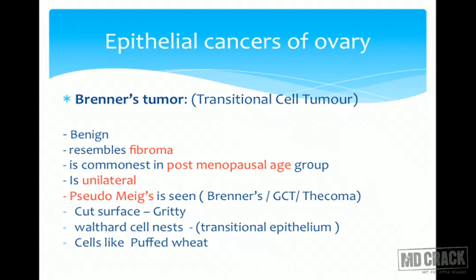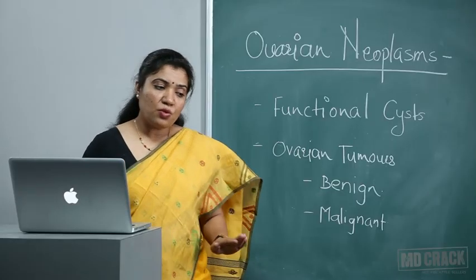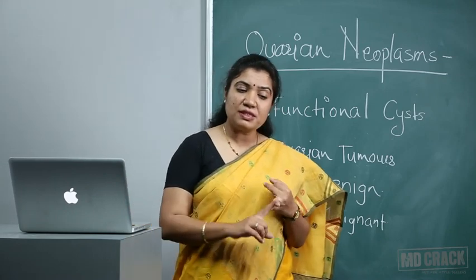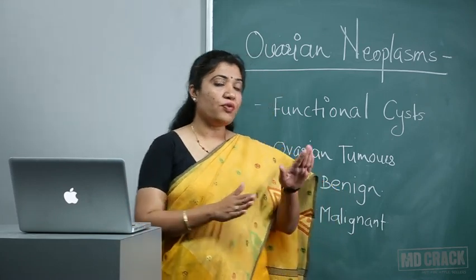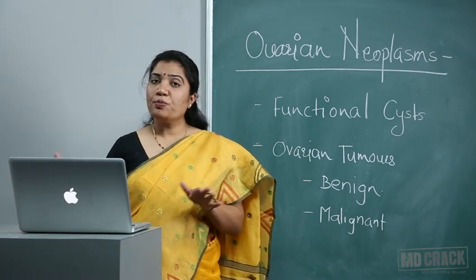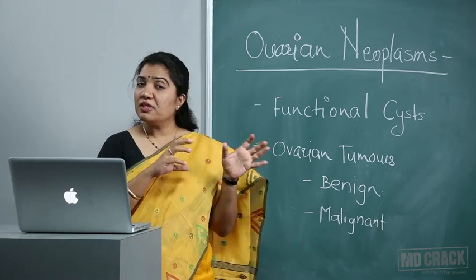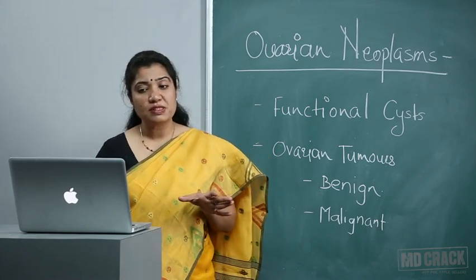This is a transitional cell tumor. Benign, solid. It resembles fibroma. It is commonest in the postmenopausal group, usually unilateral. Till now, for serous, mucinous, clear cell and endometrioid varieties of epithelial tumors, I told you, yes, they are seen in a later age group, but they are usually bilateral. They are cystic, either having serous fluid or having mucinous fluid.